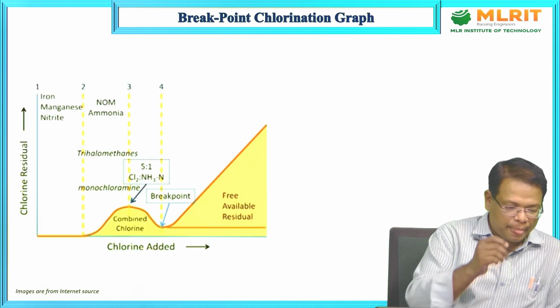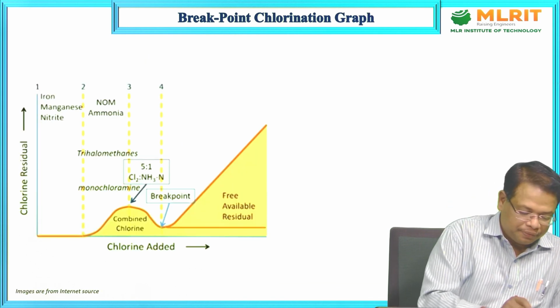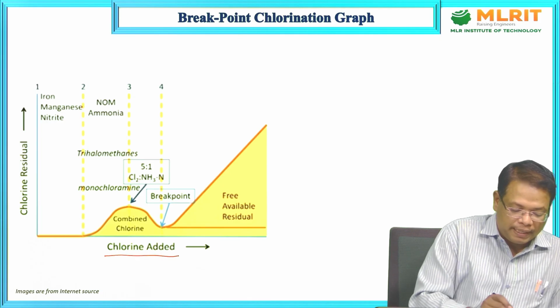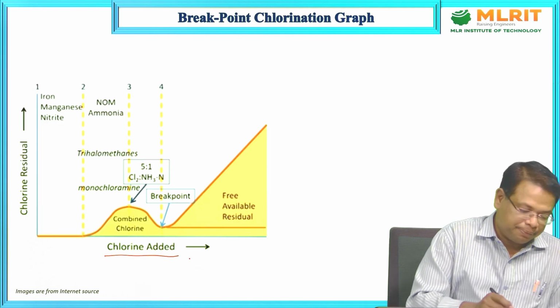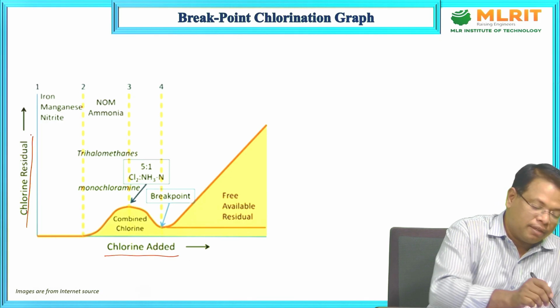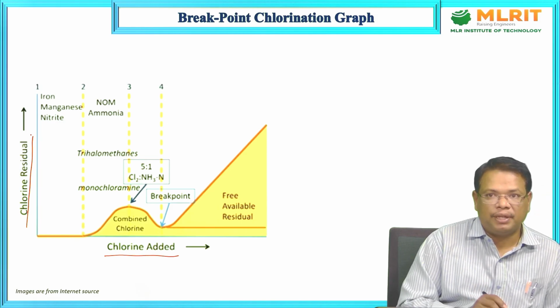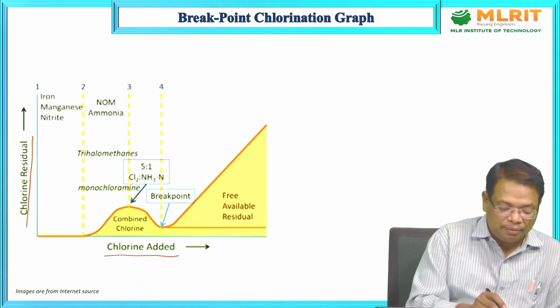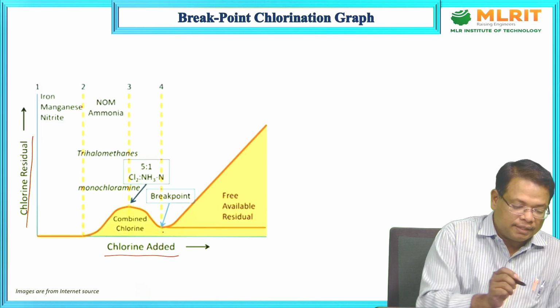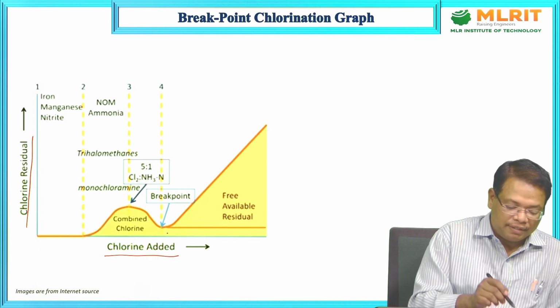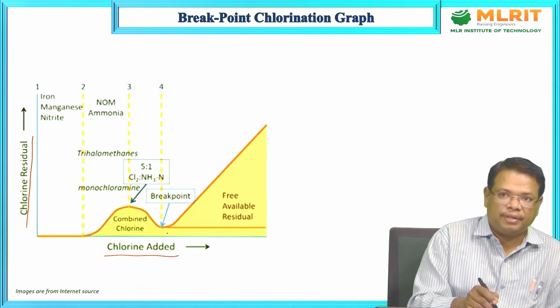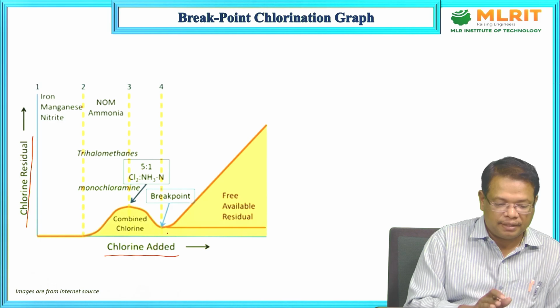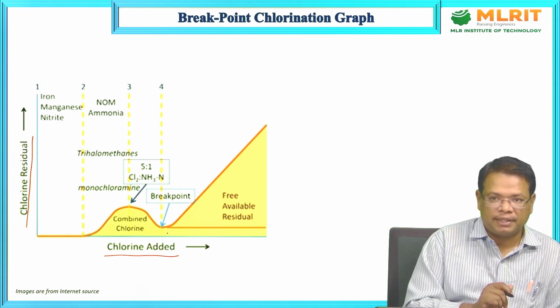See here, initially the chlorine dose is added here in ppm. We have to check how much chlorine residual is present in the water, how much is enough, and at what point it is enough. That is the main target of our breakpoint of the chlorination graph.